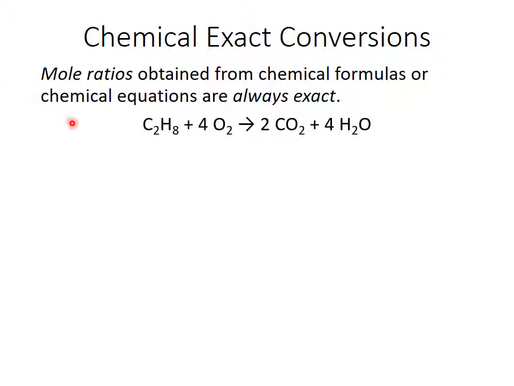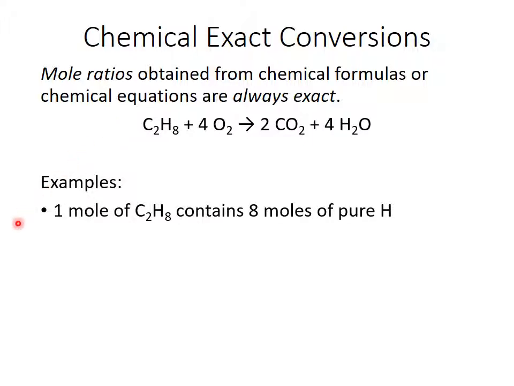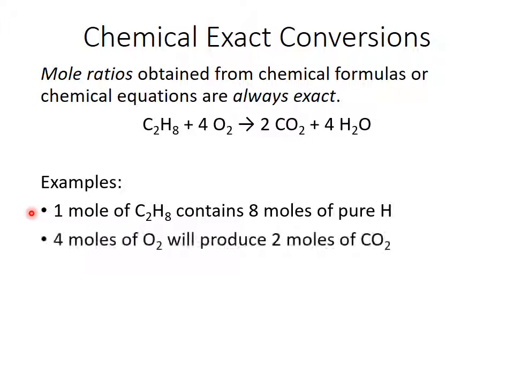This is the equation for the combustion of ethane. C2H8 plus 4O2 becomes 2CO2 plus 4H2O. Here are some of the conversion factors that we could pull out of this. For instance, 1 mole of C2H8 contains 8 moles of pure H, or 4 moles of O2 will produce 2 moles of CO2. It's worth noting that we could also say these conversion factors about molecules.